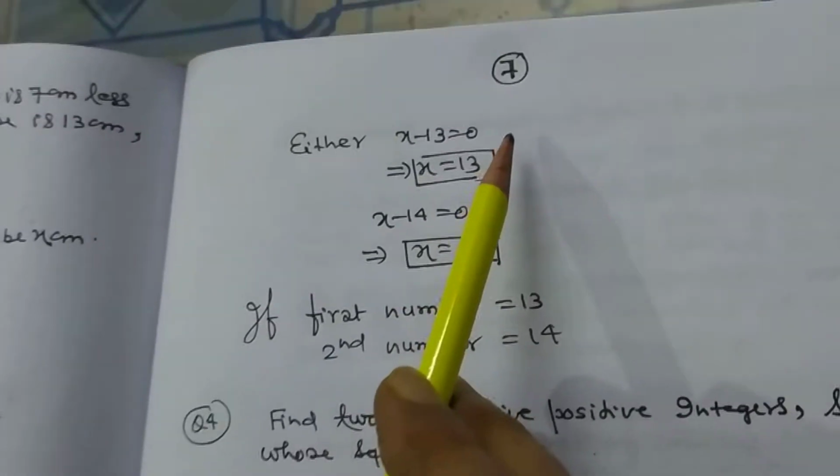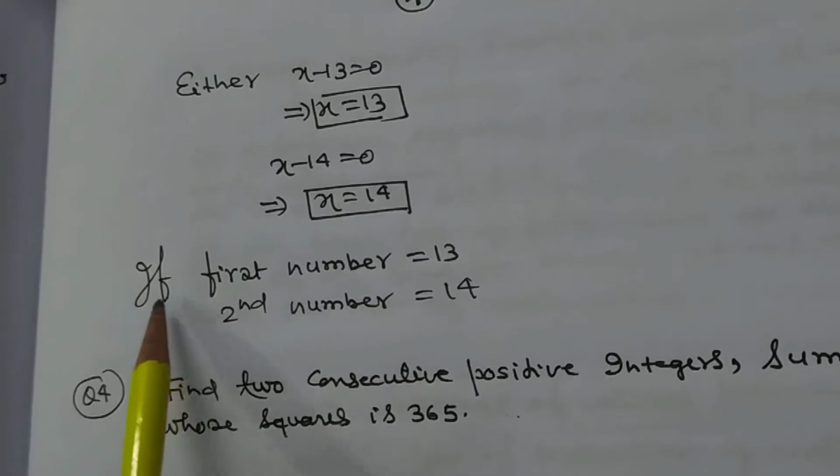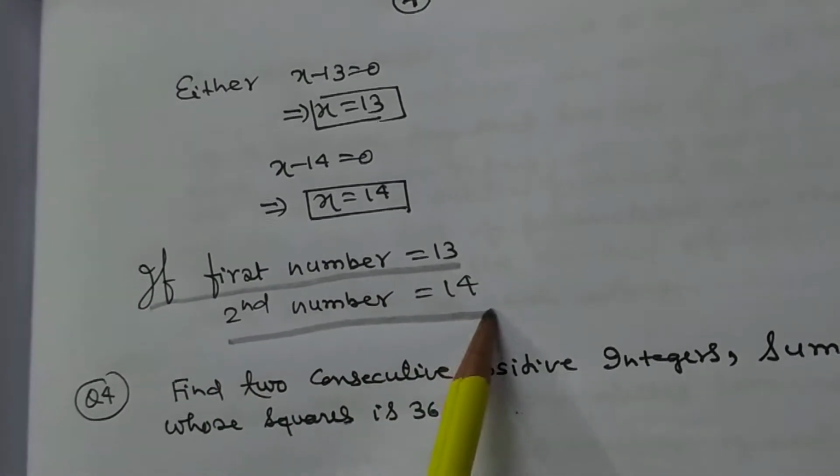So either x minus 13 is equal to 0, x is equal to 13, or x minus 14 is equal to 0, x is equal to 14. The first number is 13, the second number is 14.